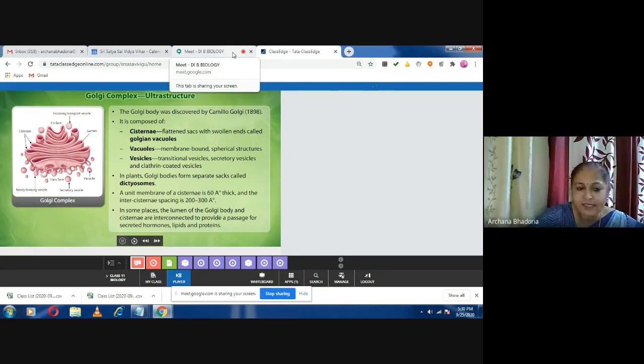This phase and trans phase: the phase which is the concave part, concave meaning the side where there is a cavity, is called the cis face, and the convex part is called the trans face. That is called the trans face.